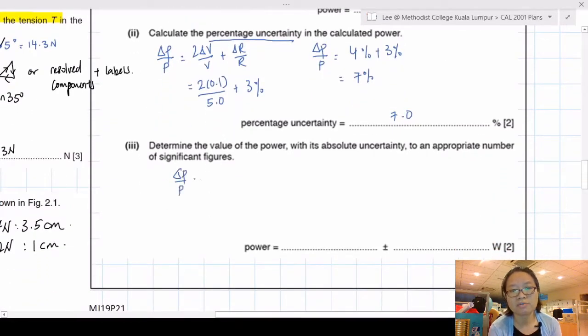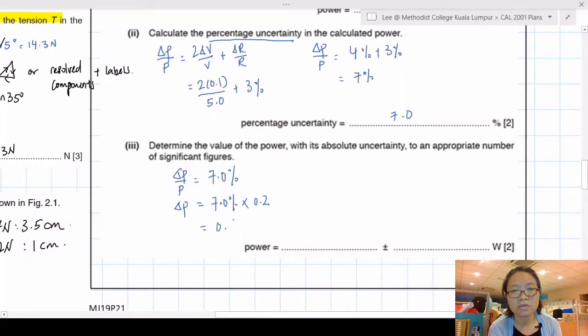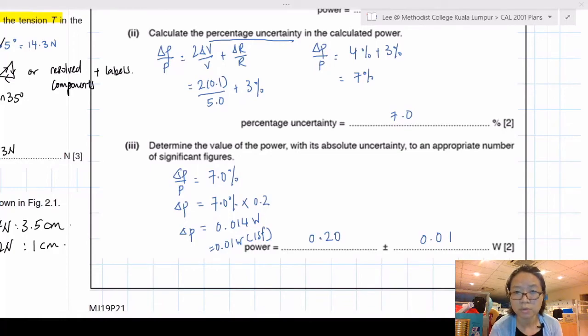All right, now you're asked to find the absolute uncertainty. So we know that the percentage is 7%, so the absolute will be 7% of 0.2. And this one would be 0.014. So again, 1 SF, so this would be 0.01, and 2 decimal point, right? So we're going to follow 0.20. Any mistakes regarding SF and DP will lose you 1 mark. So let's not lose that kind of mark lah.